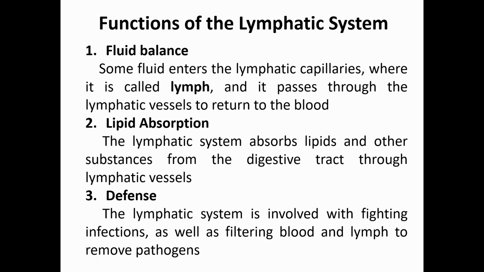the blood. The second role of our lymphatic system is for lipid absorption. The lymphatic system absorbs lipids and substances from the digestive tract through lymphatic vessels. And third is defense. The lymphatic system is involved with fighting infections as well as filtering blood and lymph to remove pathogens.